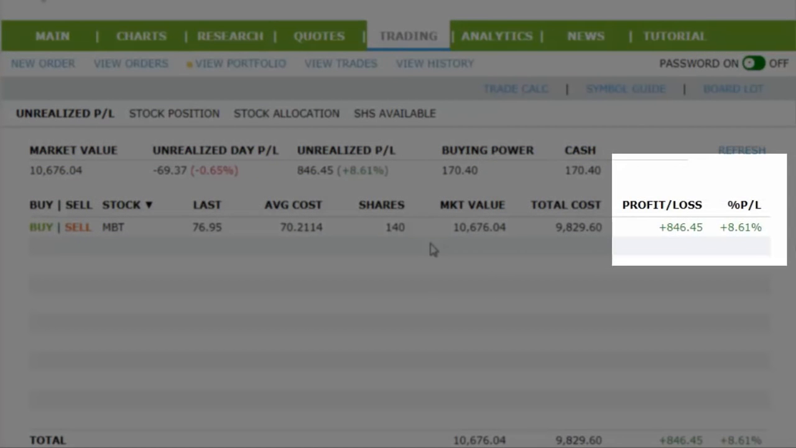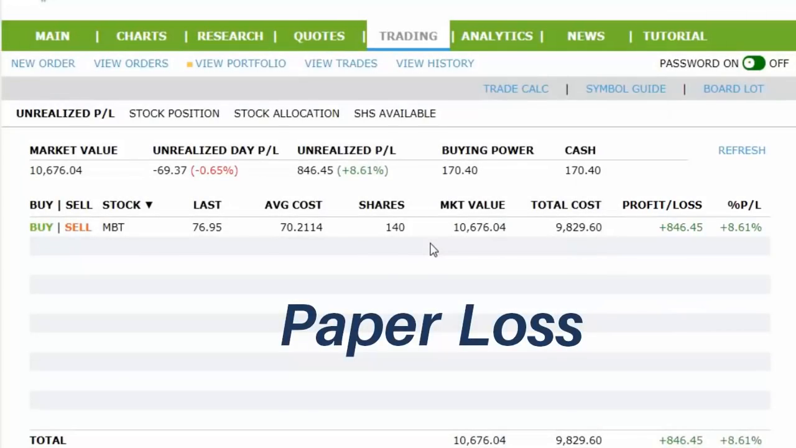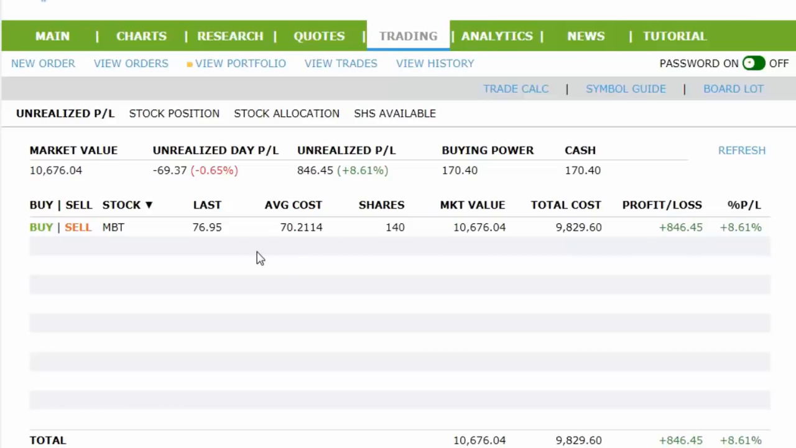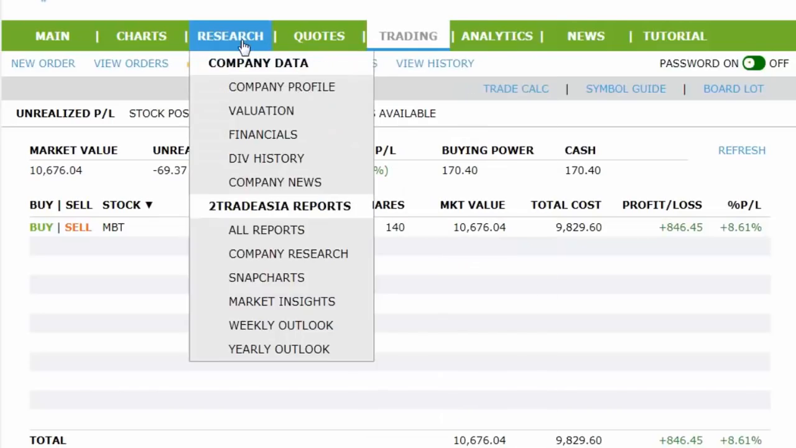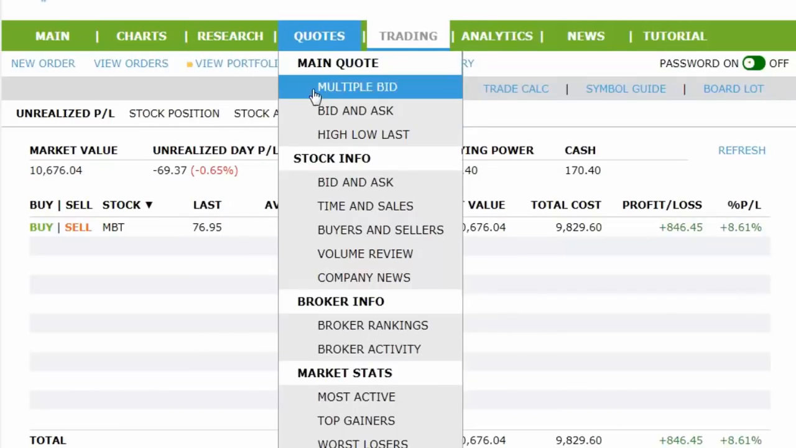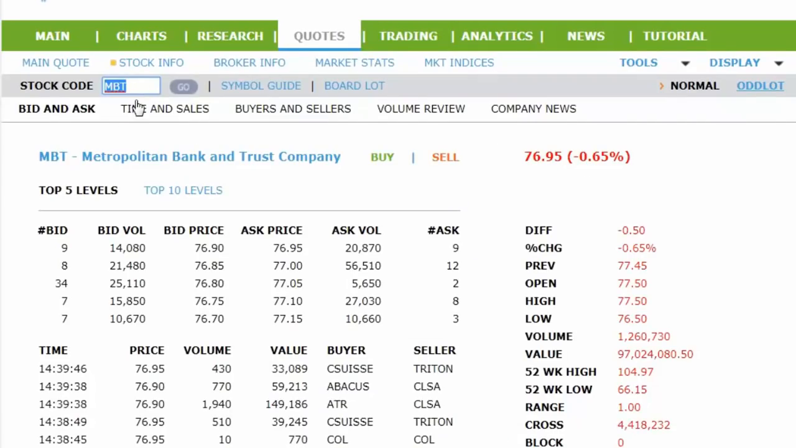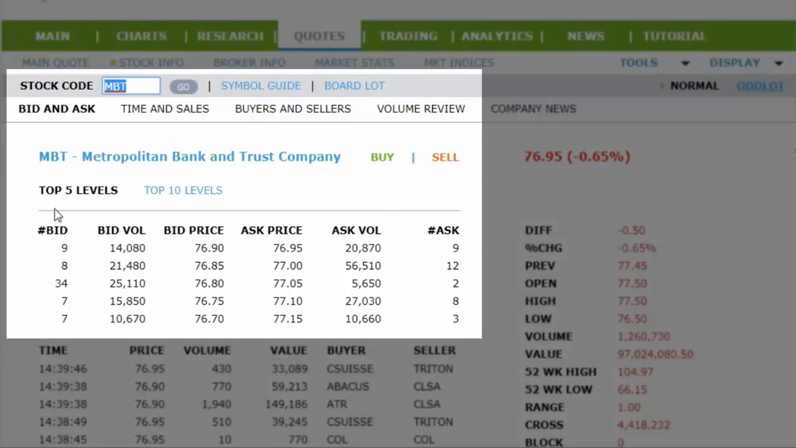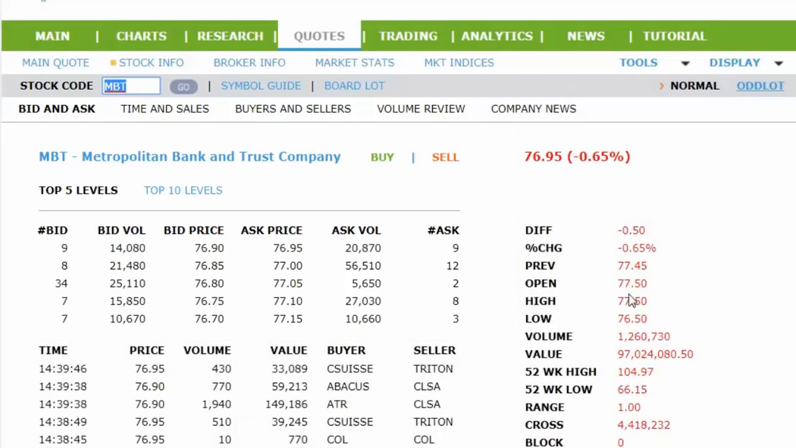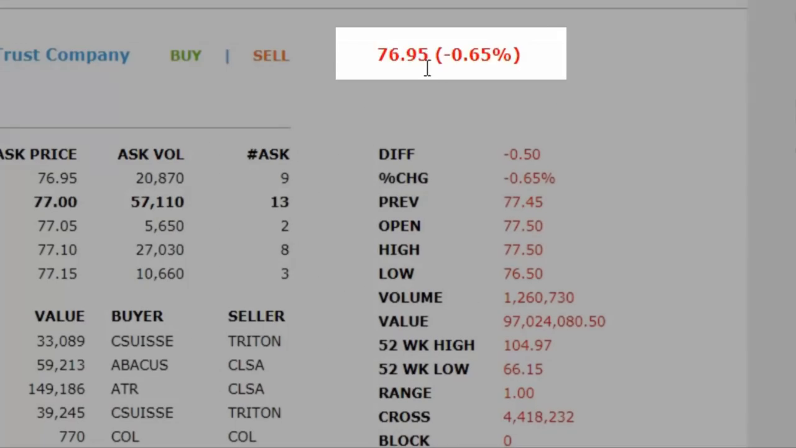So ito yung ine-explain ko na paper loss. So yung paper loss mo is dependent on the current market price or the last price of all the stock that you have in your portfolio. In this case, I only have MBT in my portfolio. And since bumaba yung price nitong MBT, if we now, for example, go to quote, stock info, MBT, the stock quote shows you yung existing buyers and existing sellers. In this case, the market price is 76.95.